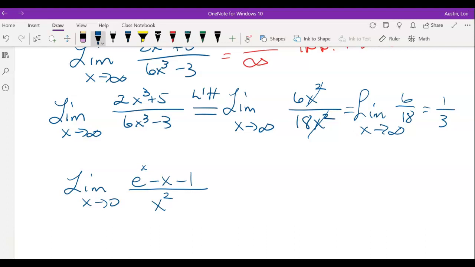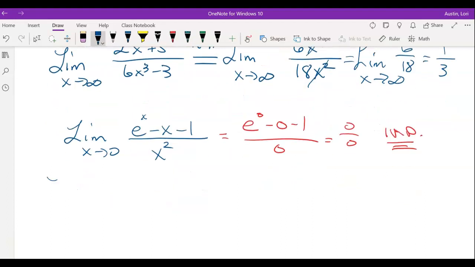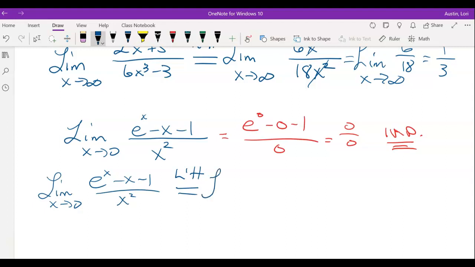Okay, number 1. Always plug in and see what you get. Always, always. I'm going to do that in red. Plug in and see what you get. Well, yeah, e to the 0 is 1. 1 minus 1 is 0. Yep, that is indeterminate. So now we're going to go with L'Hopital's rule. LH. Still put a limit in there.